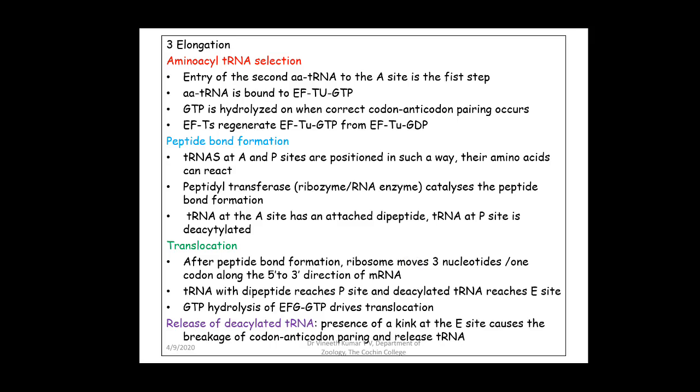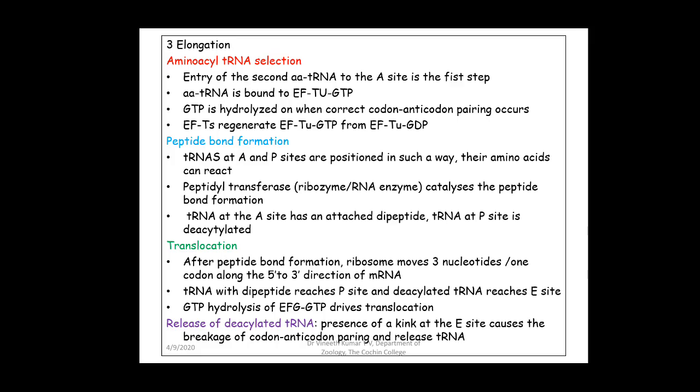Coming to the next one, which is elongation. In elongation, what should happen next is that the next amino acid should come and a peptide bond should be formed. The next tRNA should come, and the next tRNA is welcomed by the next site towards the left, which is called the A site, that is the aminoacyl site.